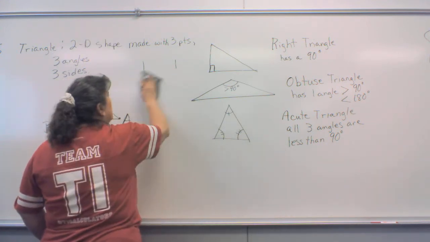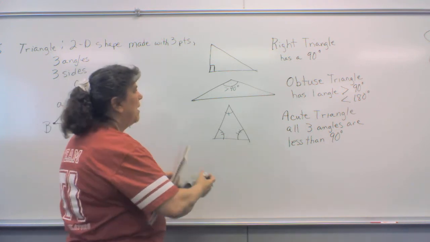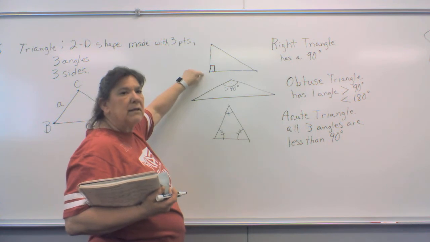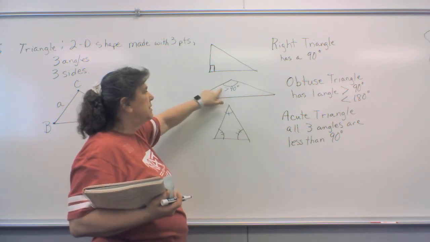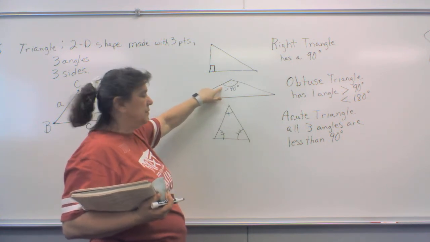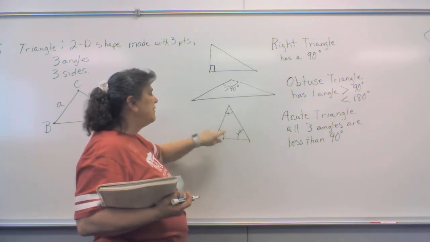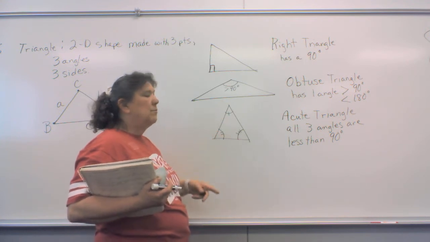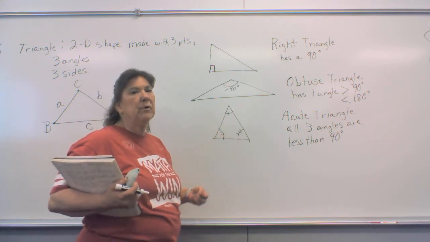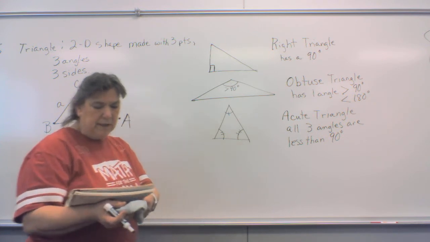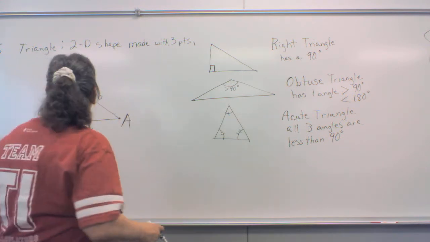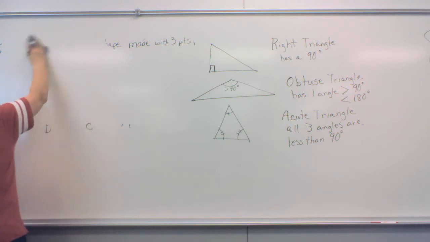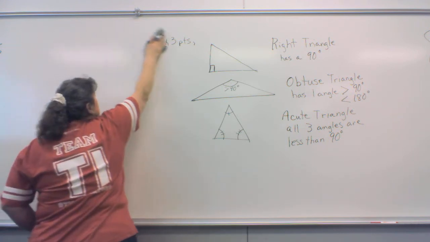And that's why when we label these, a right triangle is only one possibility here. One angle is a right angle. Obtuse, there's only one angle that can be obtuse. And acute, all three of them have to be less than 90 degrees, or the sum of them will not be 180. Remember, in a triangle, the sum of the angles has to be 180 degrees. So this is one way to label triangles. Now let's look at other ways to label triangles.